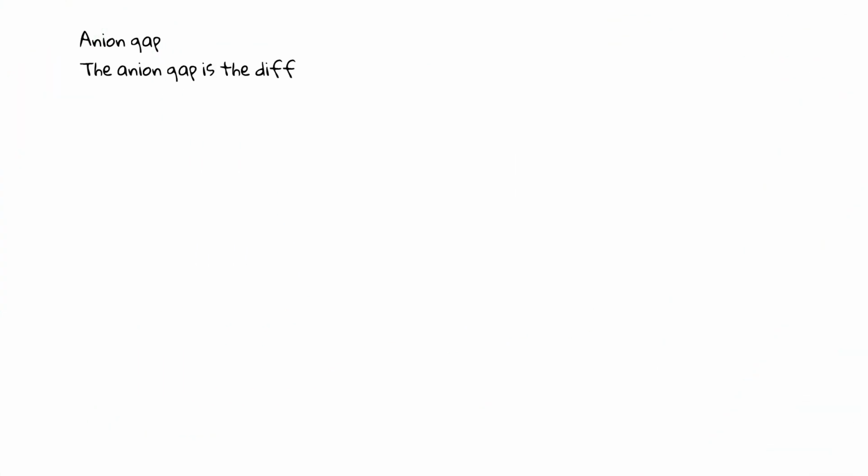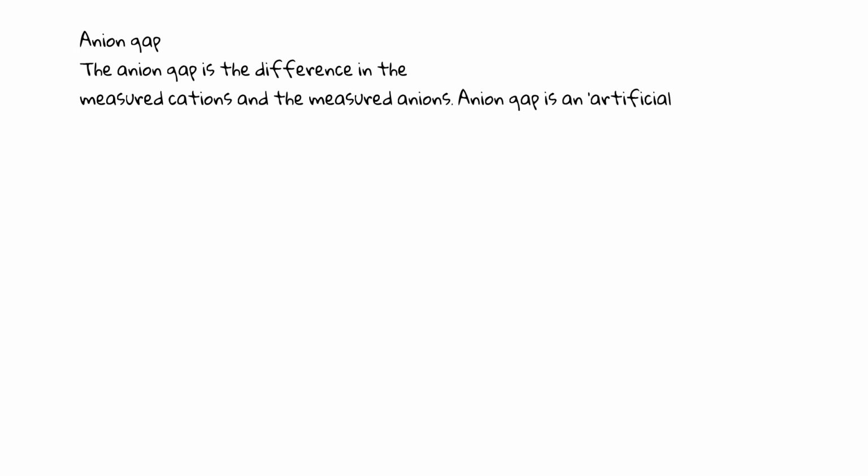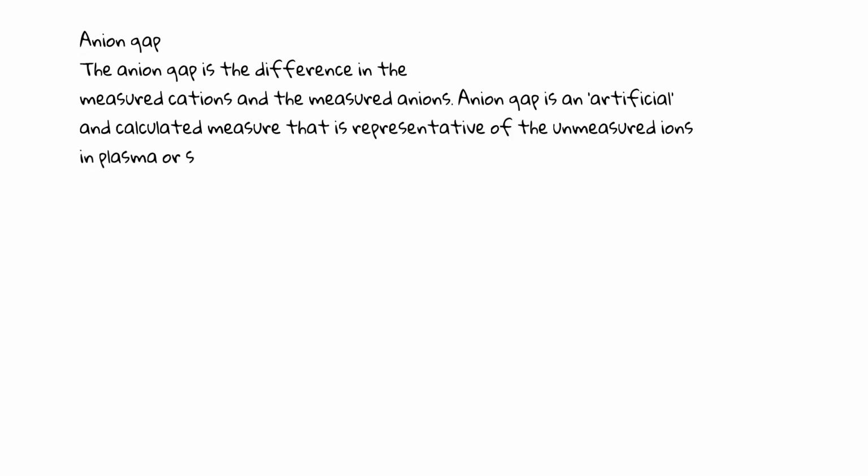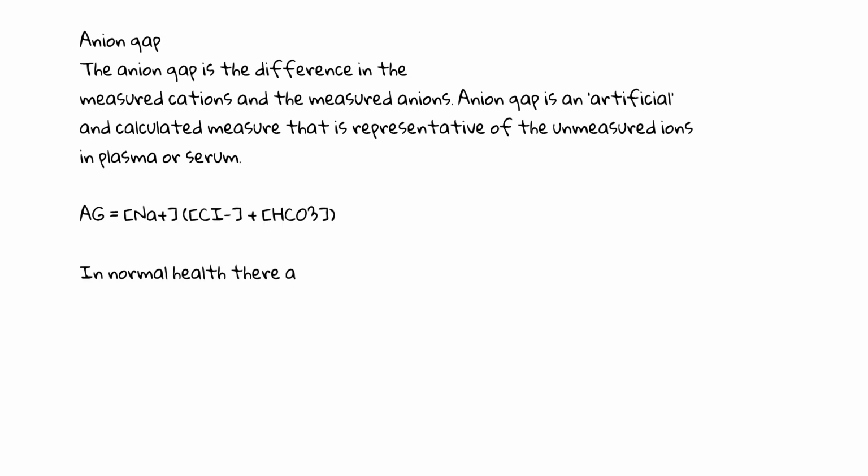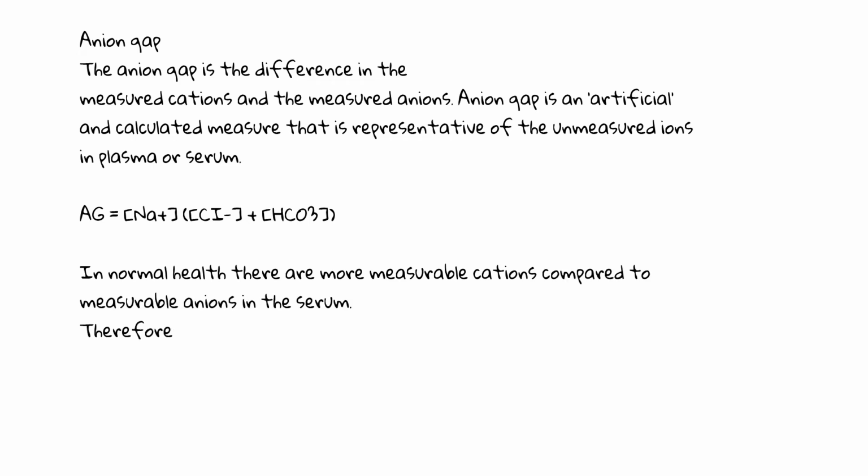Anion gap. The anion gap is the difference in the measured cations and the measured anions. Anion gap is an artificial and calculated measure that is representative of the unmeasured ions in plasma or serum. AG equals sodium minus chloride plus bicarbonate. In normal health there are more measurable cations compared to measurable anions in the serum. Therefore, the anion gap is usually positive.